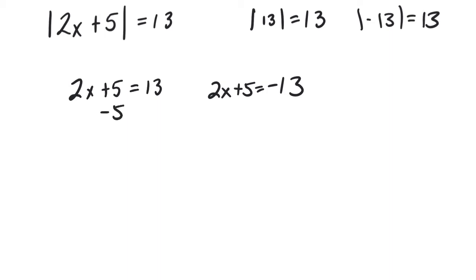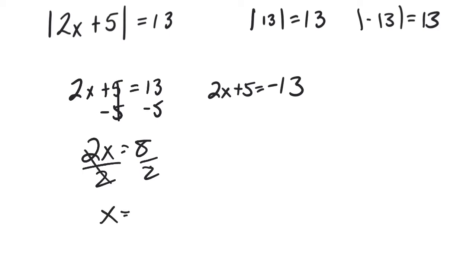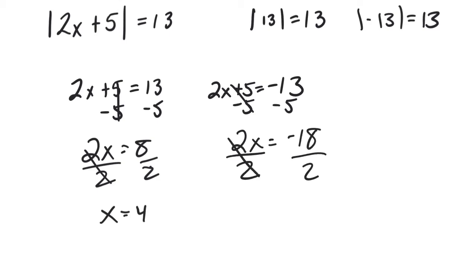So subtract 5 here and there. I have 2x is equal to 8. Once I divide by 2, then x will equal 4. And then on the other side, I subtract 5 from each side. I have 2x is equal to negative 18. When I divide by 2, x will equal negative 9. So, let me fix my 9.